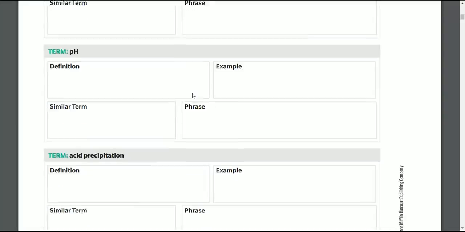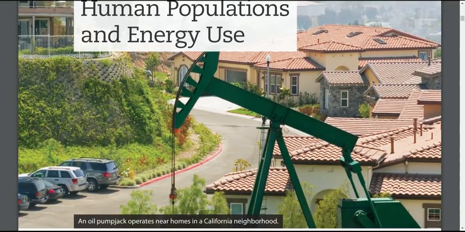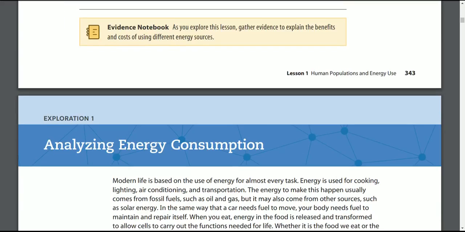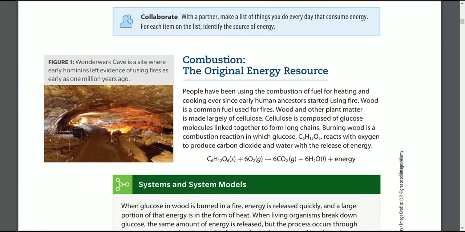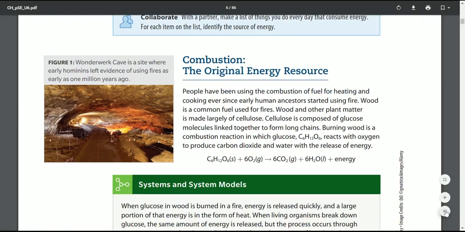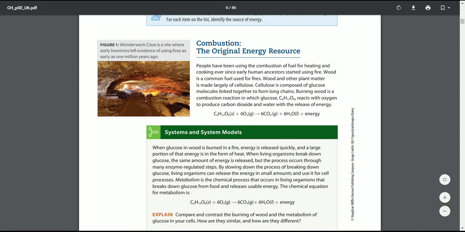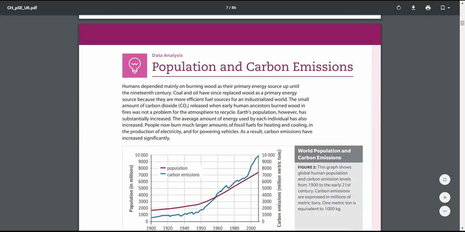Okay, so let's keep going. Human populations and energy use. All right, so we looked at the start at just the need for energy and the fact that we need energy for our lives. We looked at how combustion was the first type of energy that people used, where you're basically burning stuff and it's creating a lot of energy and it's creating CO2, which came up later when we talked about the greenhouse effect in the next standard.